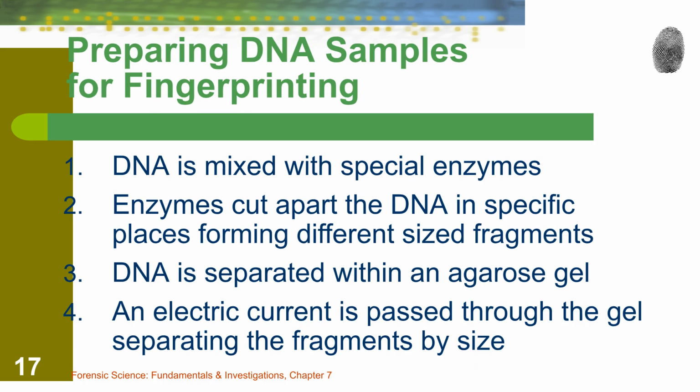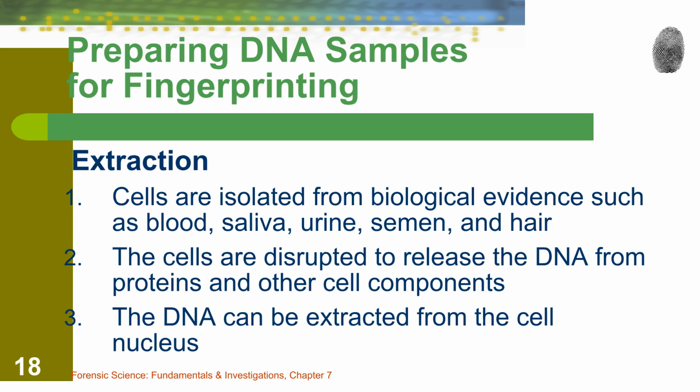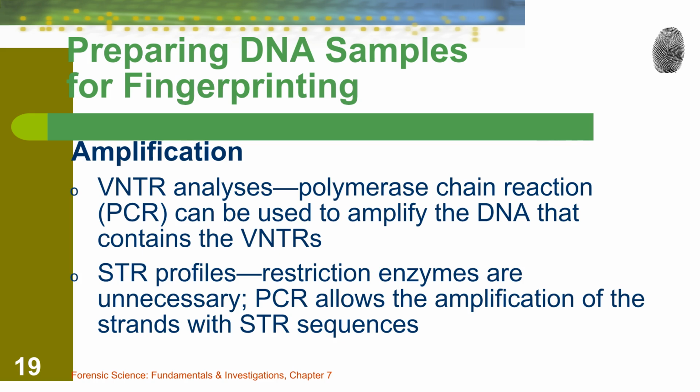The first step in preparing DNA for fingerprinting involves mixing it with special enzymes that cut the DNA into fragments. Then, the DNA is separated within an agarose gel using an electric current, which sorts the fragments by size. DNA extraction begins with isolating cells from biological evidence like blood or saliva. The cells are then disrupted to release the DNA from proteins and other components, allowing the DNA to be extracted from the cell nucleus. Amplification uses the Polymerase Chain Reaction, or PCR, to copy the DNA containing VNTRs for analysis.